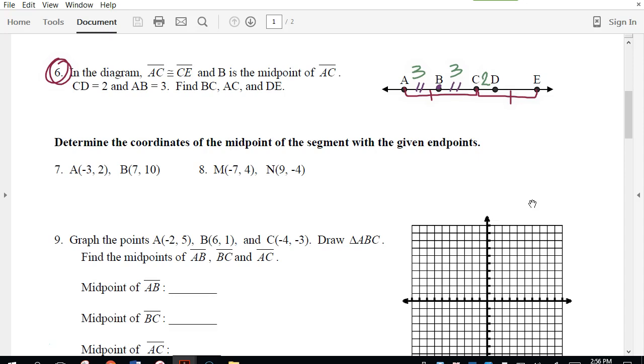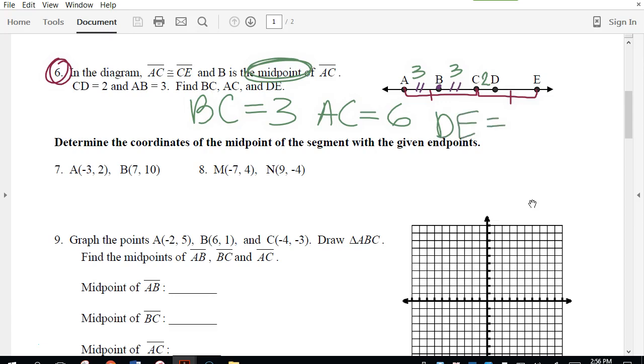All right, we found one of them right away. What is the length of segment BC? 3. It's 3. That was easy. We knew that because of this word right here. What is the length of AC? 6. We can do segment addition. Yep, part plus part equals whole. 3 plus 3 equals 6. And what about DE? 4.